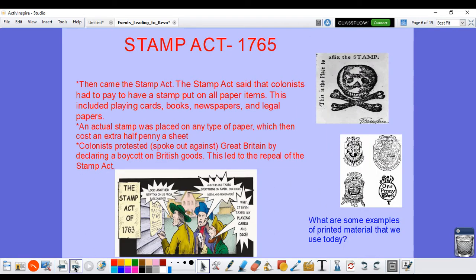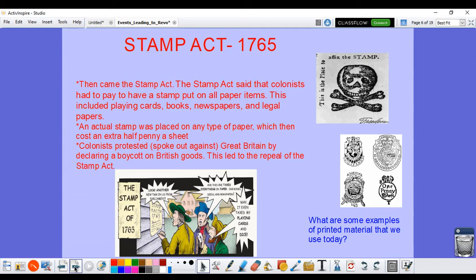So the first tax that we're going to look at is the Stamp Act, and this took place in 1765, about 6 years before the Revolutionary War would begin, before the conflict really started. The Revolutionary War would begin in 11 years. So the Stamp Act was a tax: a stamp that would need to be purchased to be put on all paper items like newspapers, playing cards, legal documents like birth certificates.